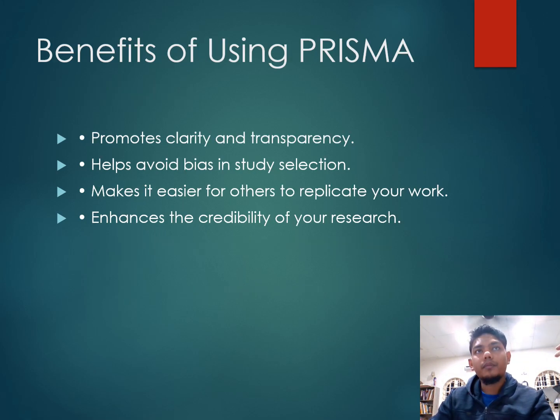purpose. So what are the benefits of using PRISMA? The first one is that it promotes clarity and transparency, and it helps you to avoid bias in study selection. It also makes it easier for others to replicate your work, and enhances the credibility of your research, because people will know whether you are using good articles or low quality articles and whatnot. So PRISMA helps you a lot in organizing your research.